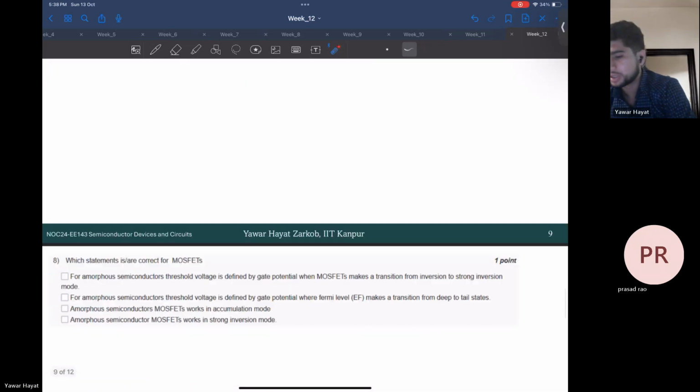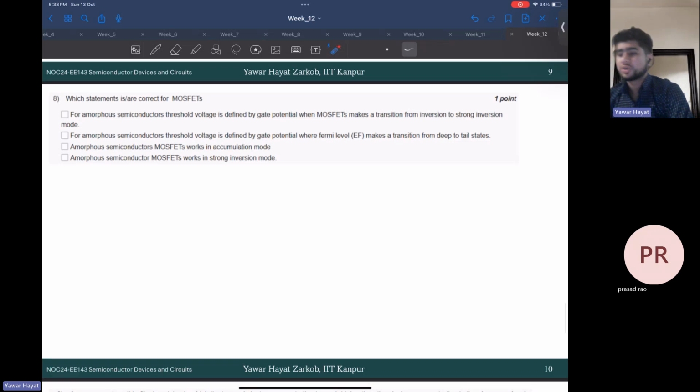Okay. So we'll move on to the next one. Which of the statements is or are correct for the MOSFETs? What about the first option? Let's go one by one.